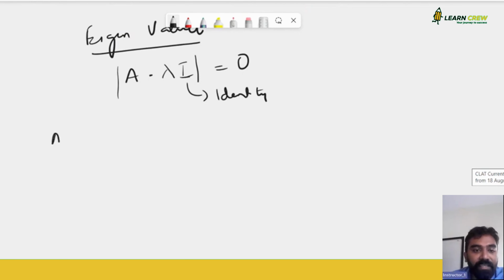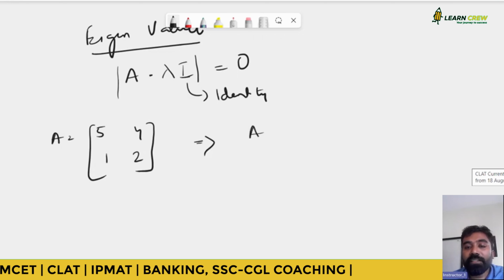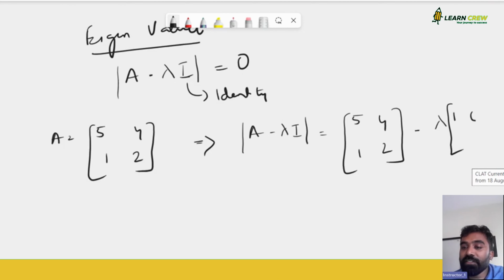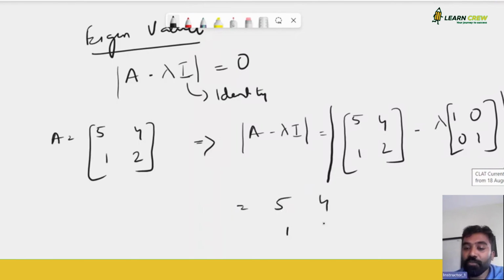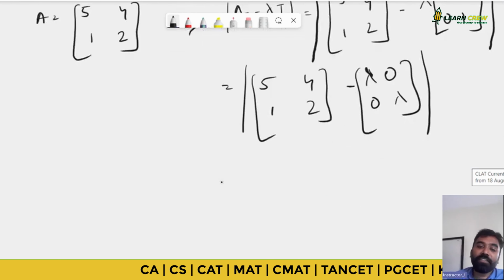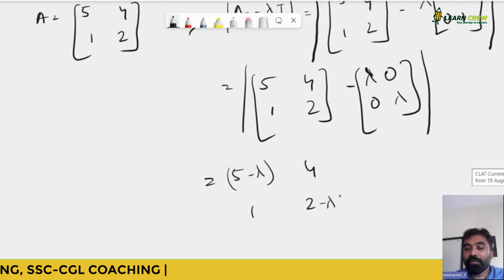Now imagine my A is equivalent to 5, 4, 1 and 2. Now I need to find the eigenvalues of this. So how will I do it? I can put the determinant of A minus lambda I. I can write it as 5, 4, 1, 2 and lambda I is nothing but lambda into the identity matrix, which is 1, 0, 0, 1. Now this can be further written as 5, 4, 1, 2 minus lambda 0, 0 lambda, the entire determinant of it. This can be simplified as the determinant of 5 minus lambda, 4, 1, 2 minus lambda.